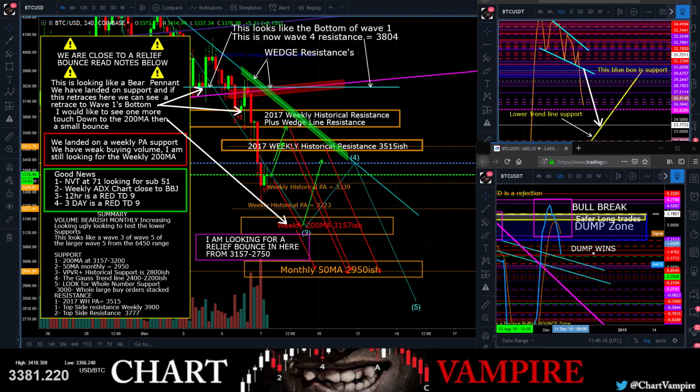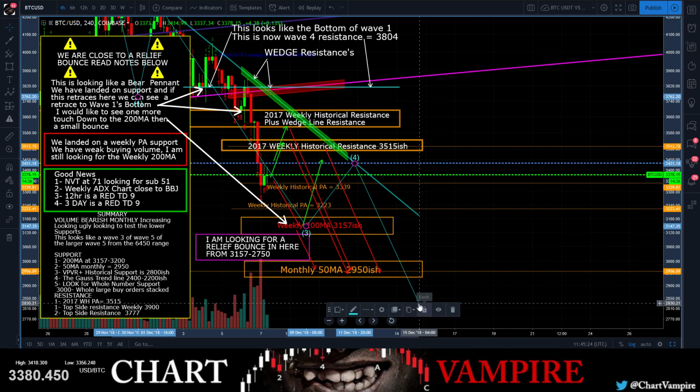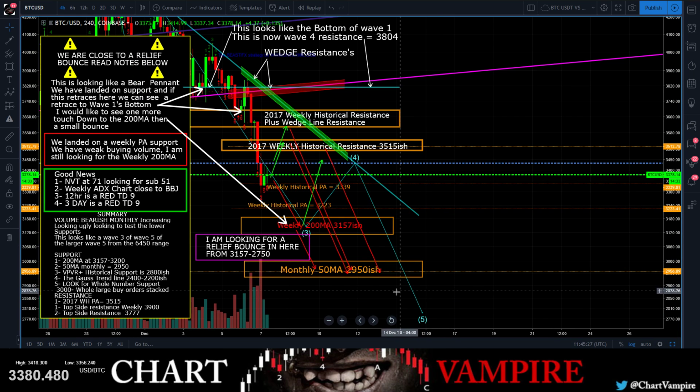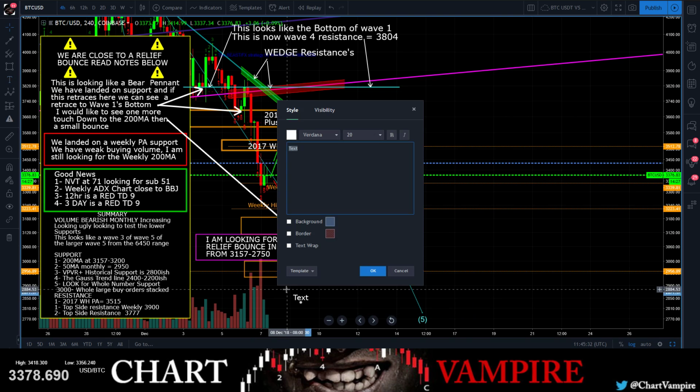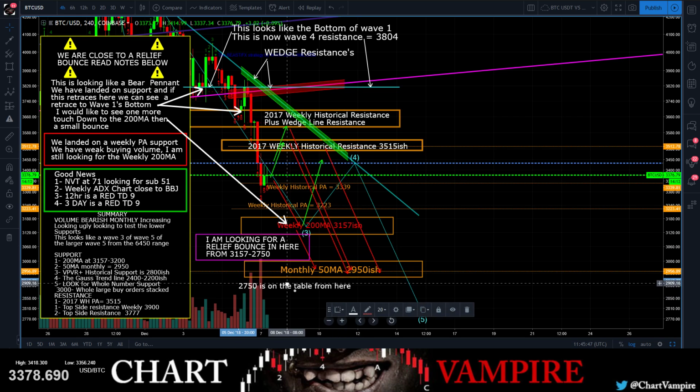I just think we have weak price action here, okay? And there's no reason that we can't get down to 27.50, right? No reason 27.50 can't get hit. 27.50 is on the table from here.